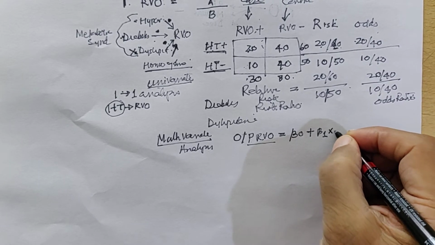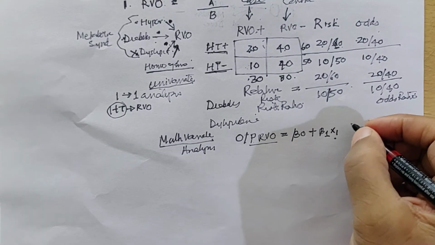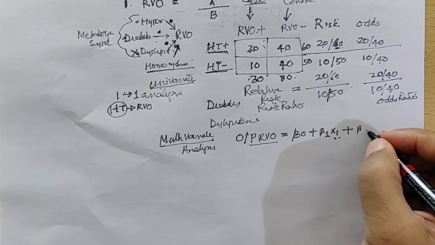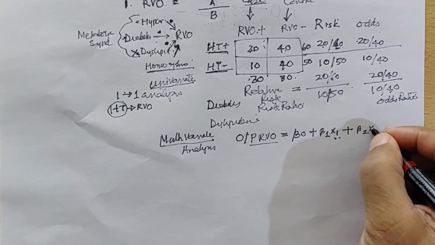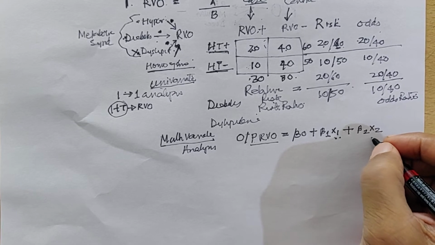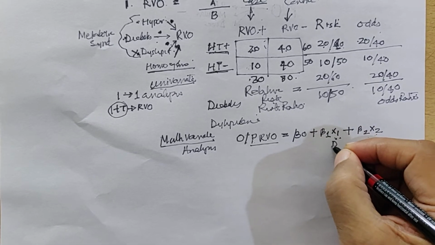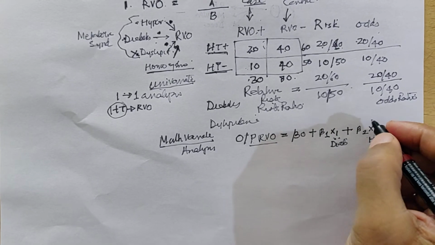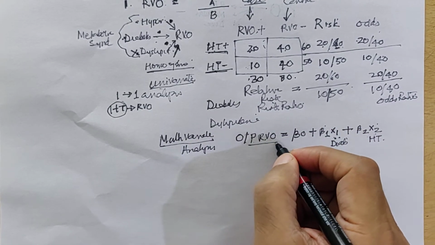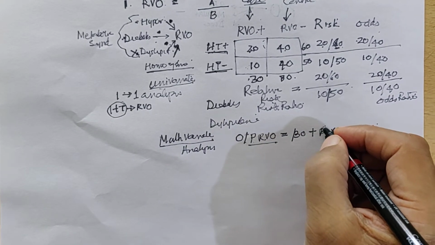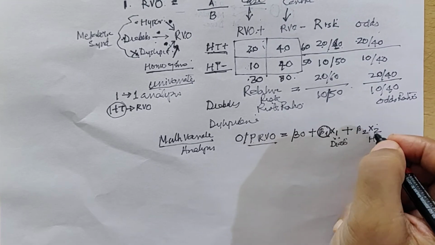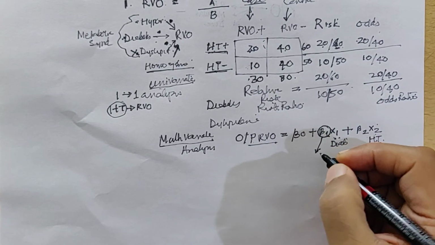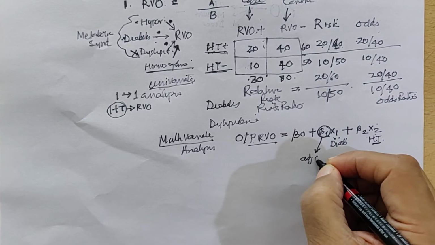and let us say x1. x1 is diabetes, yes or no, or blood sugar levels or HbA1c levels. Then it can be beta 2, x2. So x1 is diabetes and x2 is hypertension. So here two variables will determine the probability of having RVO in your study population, and this association is adjusted for hypertension. So when you get the value of this, it is adjusted odds.